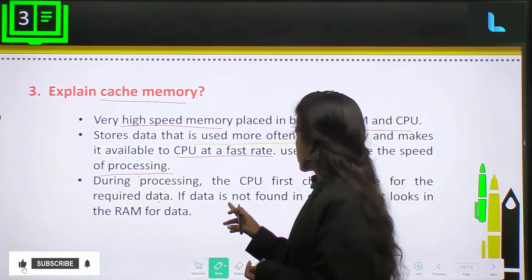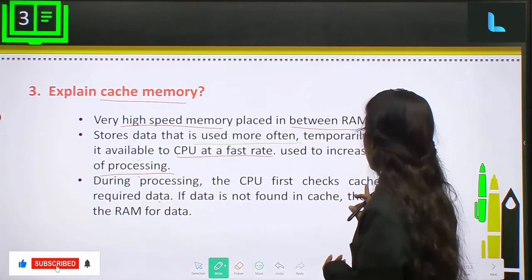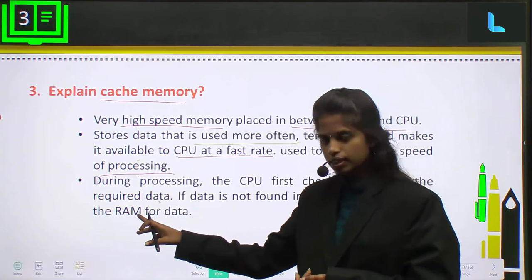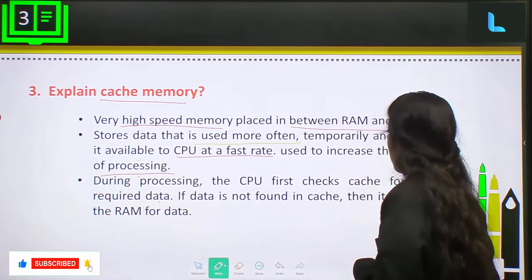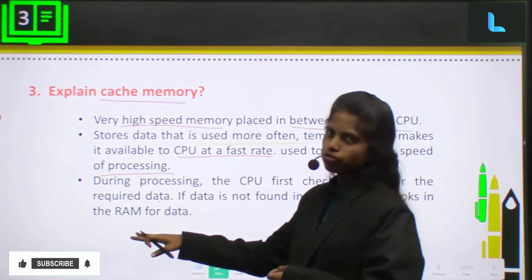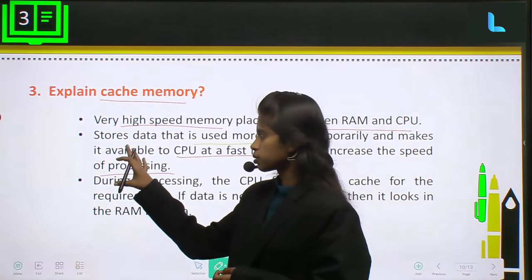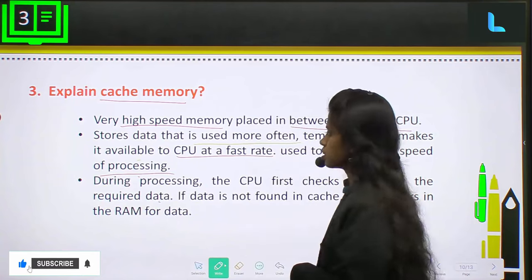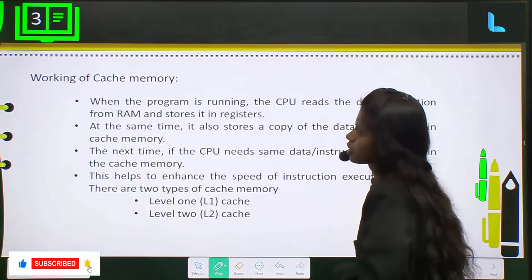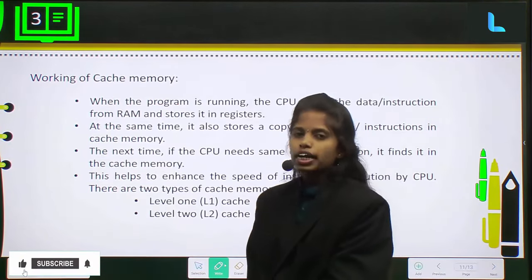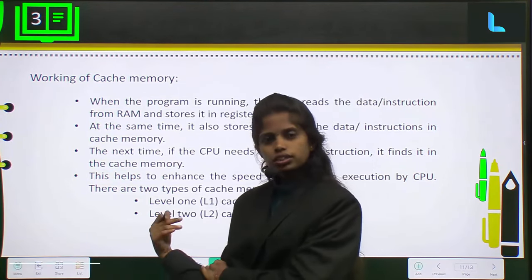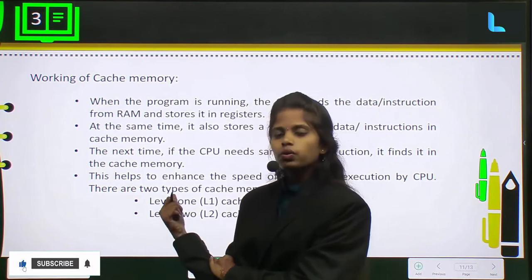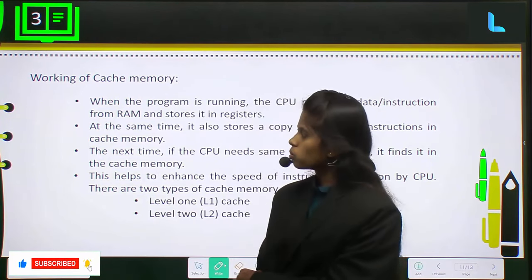During processing, the CPU first checks the cache for the required data. If the data is not found in the cache, then it looks in the RAM for the data. This is the explanation I gave for this particular sentence. Next you should describe the working of cache memory in detail. Till now what we saw is the definition of cache memory. Now explain how it works also.